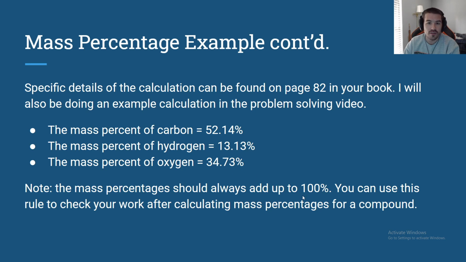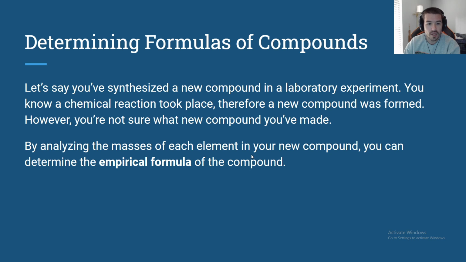In that situation, that's not a huge deal, but you can use this rule to check your work right after you do some calculations. If you get mass percentages and you add them up and you get like 200% or 50%, that is a major indication that you have done something wrong for sure. Okay, and you're going to want to go back and check your work to see where you might have made a mistake. Okay, so like I said, I'm going to be doing a full example of how to do mass percentages in the next video.